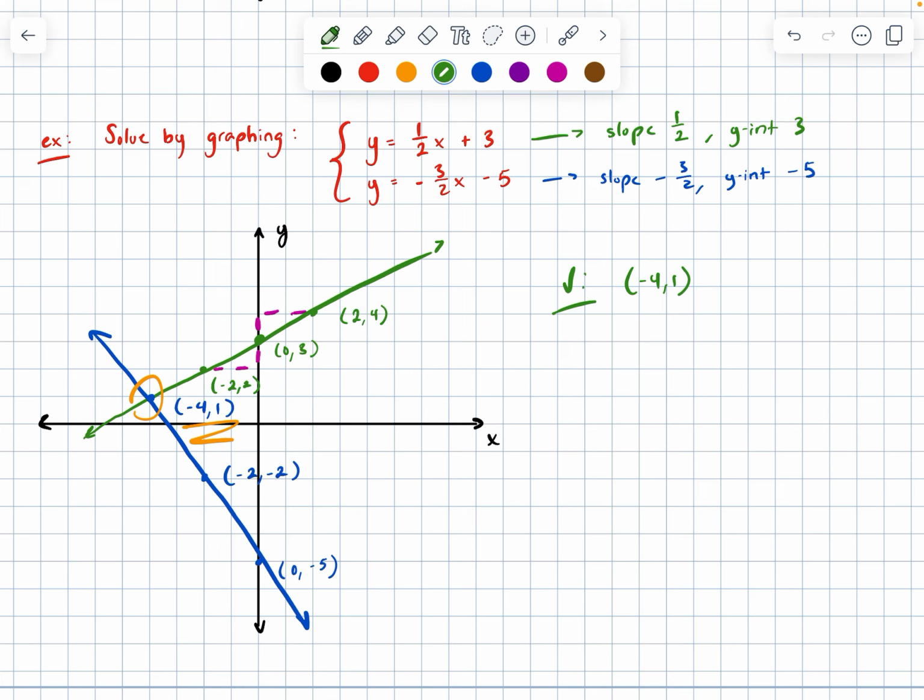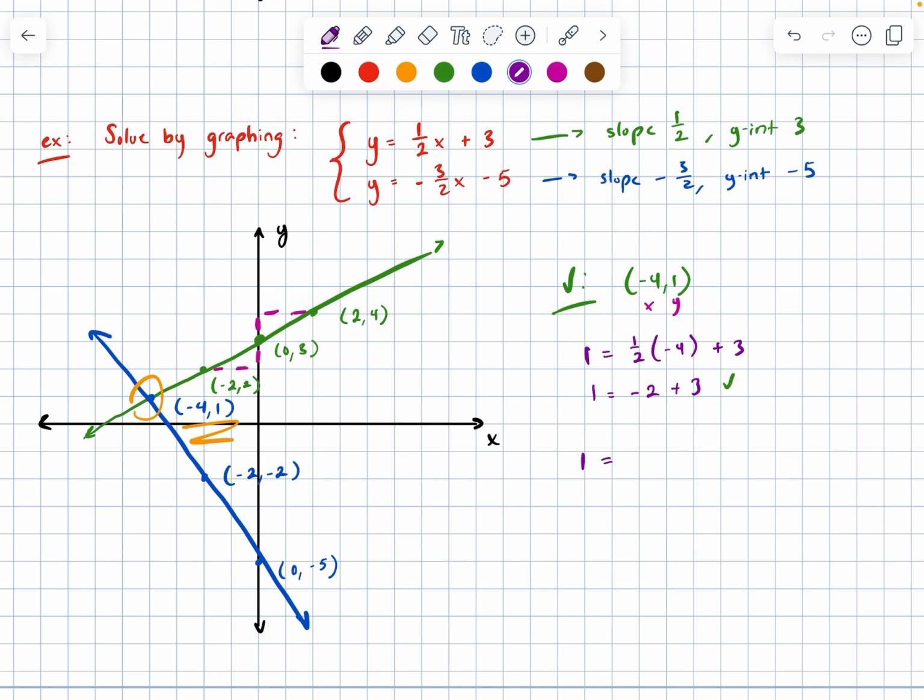In order to do that, all I need to do is substitute. So let's take y is equal to 1 and x is equal to negative 4 and do some substitution. In our first equation, I know that 1 should be equal to 1/2 of negative 4 plus 3. Here, half of negative 4 is negative 2. Negative 2 plus 3 is indeed equal to positive 1. This makes our first equation true.